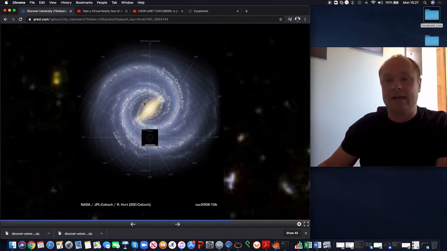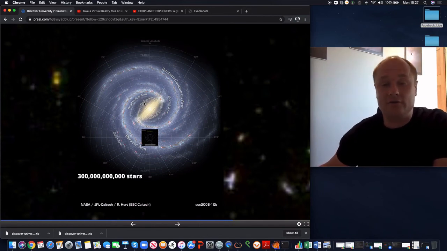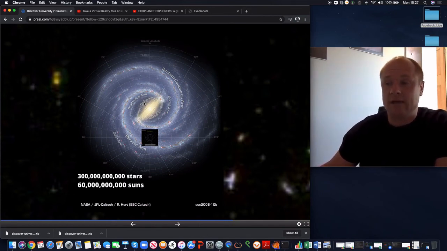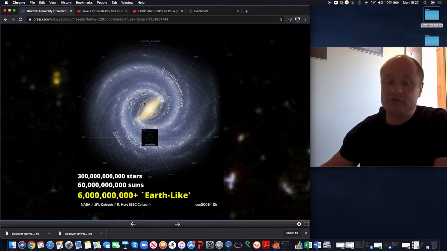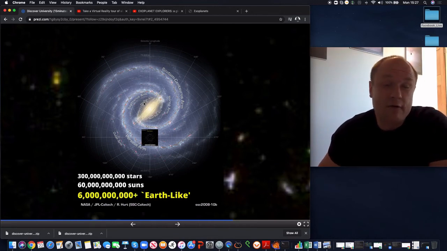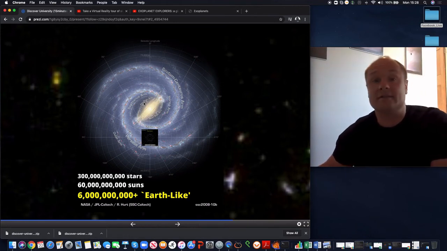Now what that means is that in our galaxy we have about 300 billion stars. Of those, about 20% are like the Sun, roughly speaking. And we've just said that about 10 to 20% of those sun-like stars probably have an Earth-sized planet with about the same amount of energy being received as Earth. That leads us to 6 billion planets that could potentially be Earth-like in our own galaxy.